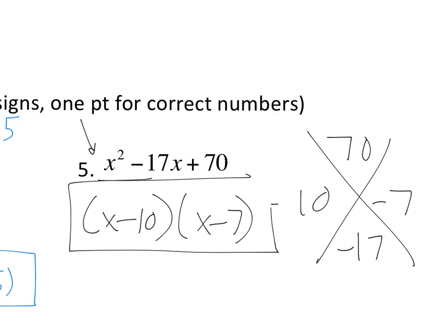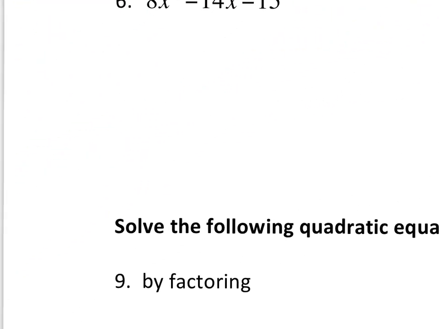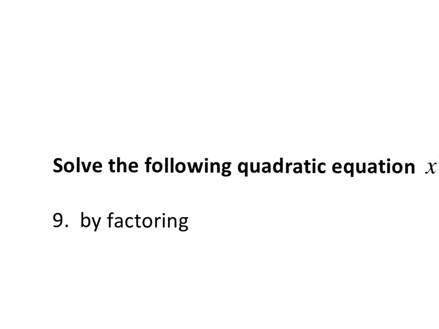Notice I'm not taking these and setting them equal to 0 because it's not an equation. If it were an equation, then I would do that. But it's not. Okay? So what I want to do is just factor it, and I'm done factoring it. Problem 6. All right, looking for a greatest common factor again.